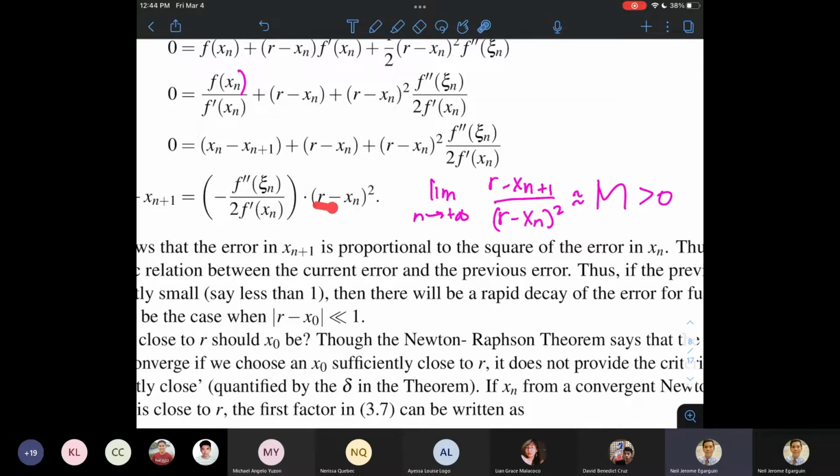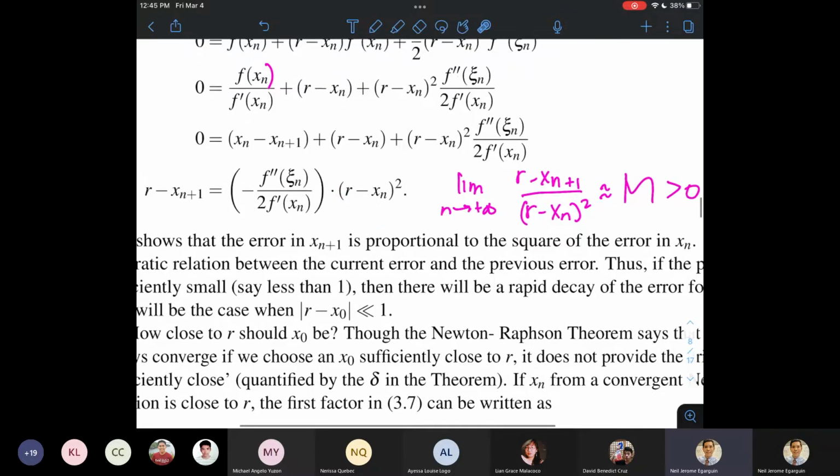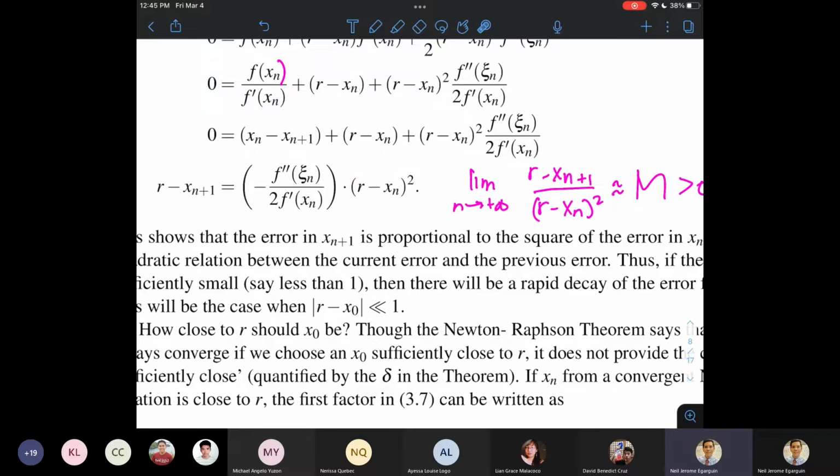Well, kapag yung r minus x sub n ay mas maliit na kay 1. Okay? Because if this guy is larger than 1, then this would be larger than 1. So parang papalaki pa ng papalaki yung error, right? Because this is just bounded above by a constant. So we want that the distance between our root and x sub 0 to be smaller than 1 para makuha na natin yung quadratic convergence.